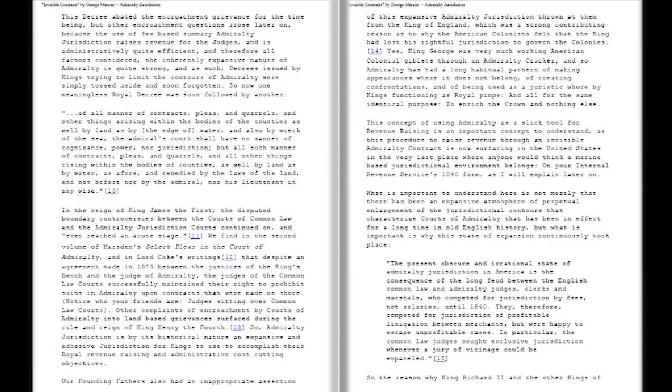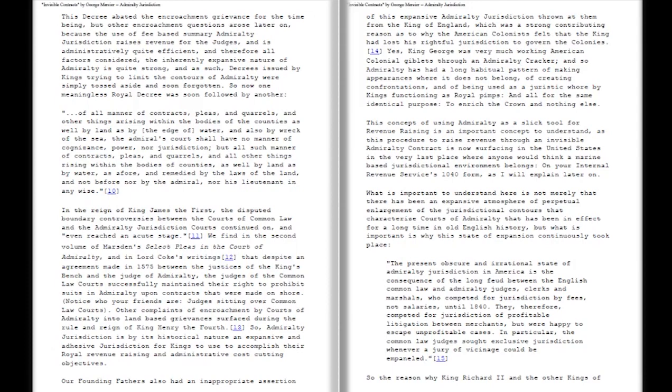What is important to understand here is not merely that there has been an expansive atmosphere of perpetual enlargement of the jurisdictional contours that characterize courts of admiralty that has been in effect for a long time in Old English history, but why the state of expansion continuously took place. The present obscure and irrational state of admiralty jurisdiction in America is the consequence of the long feud between the English common law and admiralty judges, clerks and marshals, who competed for jurisdiction by fees, not salaries, until 1840. They, therefore, competed for jurisdiction of profitable litigation between merchants, but were happy to escape unprofitable cases. In particular, the common law judges sought exclusive jurisdiction whenever a jury of each age could be empaneled.